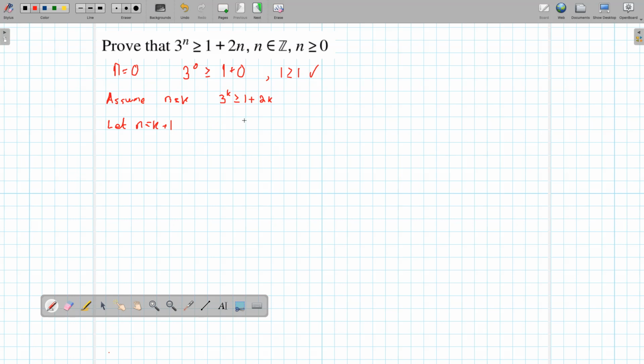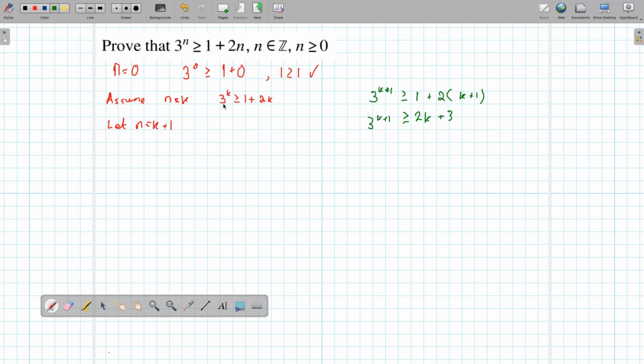Now, let me just write out what I want to get to with this step. I want to get to the fact that 3 to the power of k plus 1 is greater than or equal to 1 plus 2 brackets k plus 1. And if we just expand that bracket out, because this might help with our final proof, we want to prove that it's 2k plus 3 in here. So I'm just going to keep an eye on where I want to get down to, which is 3 to the power of k plus 1 is greater than or equal to 2k plus 3.